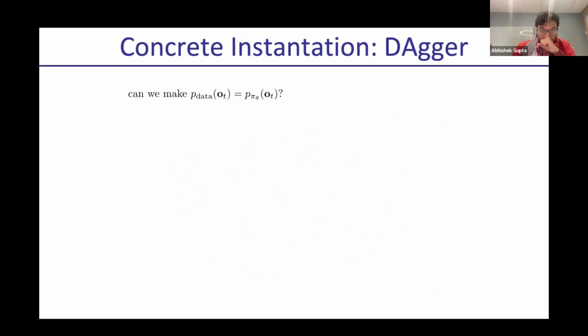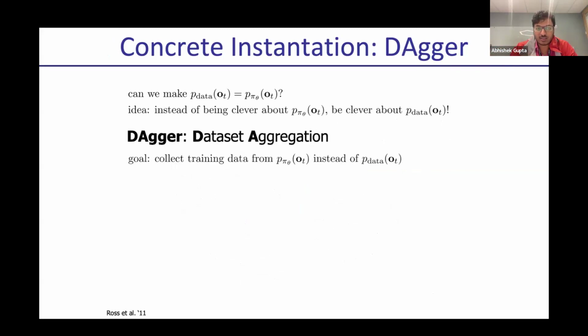This is a simple algorithm called Dagger. The key idea of Dagger is to ask: can we expand our data set to include the states that the policy might visit when it has this compounding error? And can we find ways to correct the behavior in those settings? The key idea is very simple. You're going to collect training data from P pi theta, and rather than doing behavior cloning, which says I'm going to take expert data and imitate it, Dagger says I'm going to take expert data, imitate it, then take my policy, run it in the environment, collect more data with expert labels, add it to my data set, and repeat.